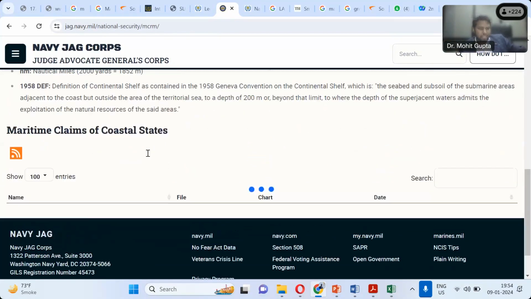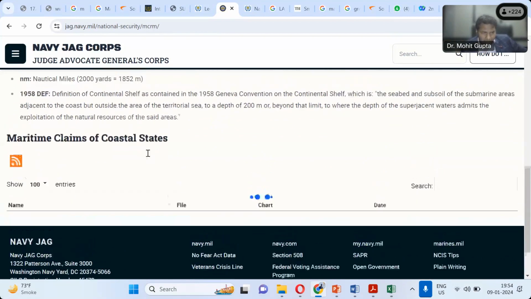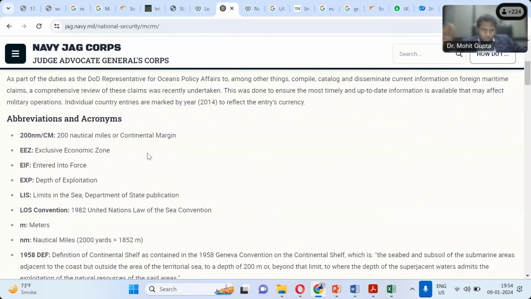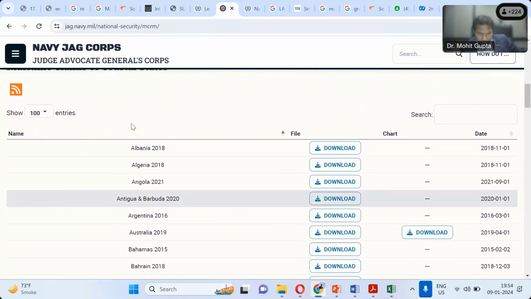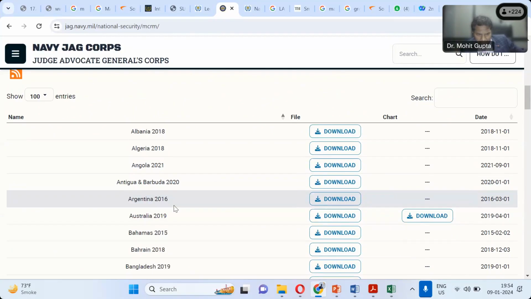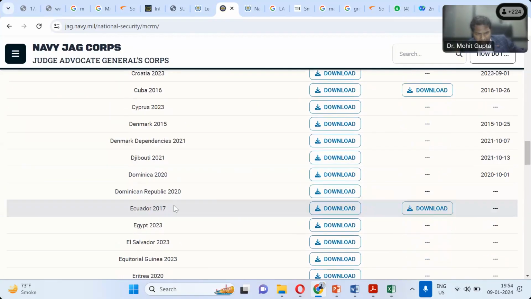If you see this website, the names of all the countries are mentioned. For instance, you can see here Albania, Algeria, Angola, all these countries, even India is mentioned here.